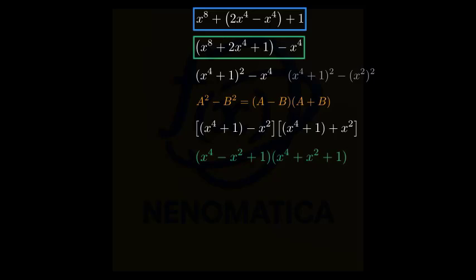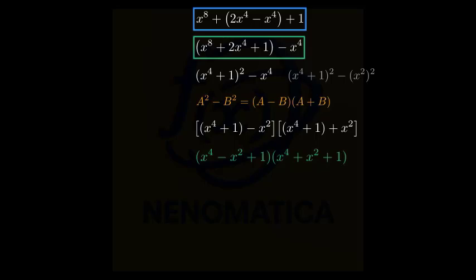Here are the final answers consolidated. The first expression factors to (x² − y² − 3xy) times (x² − y² + 3xy). The second expression factors to (x^4 − x² + 1) times (x^4 + x² + 1).